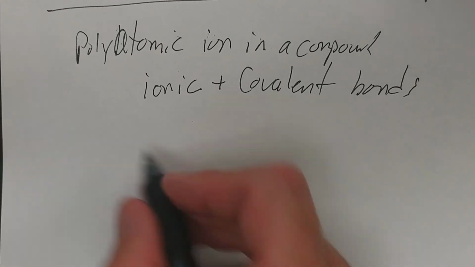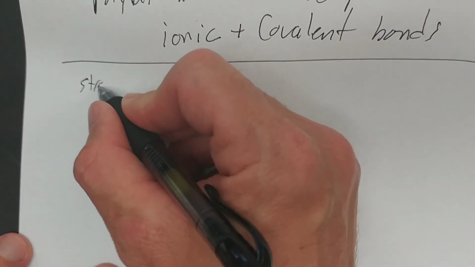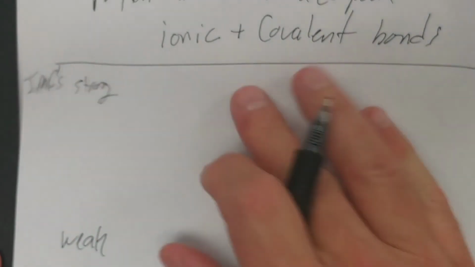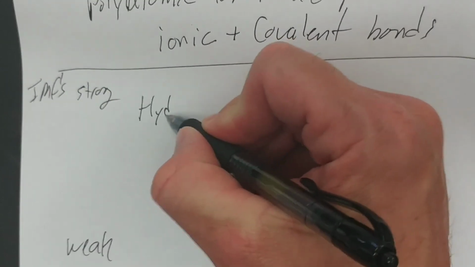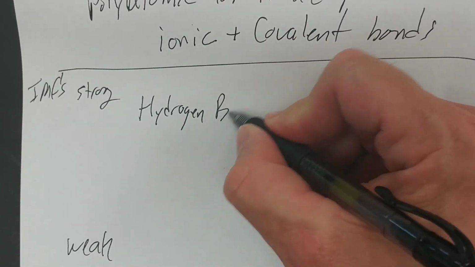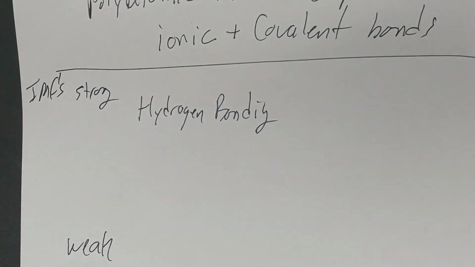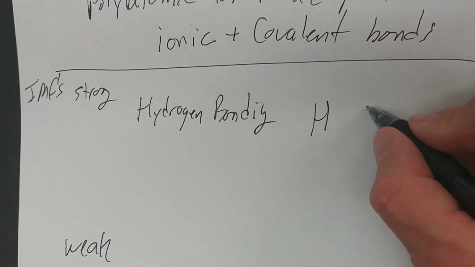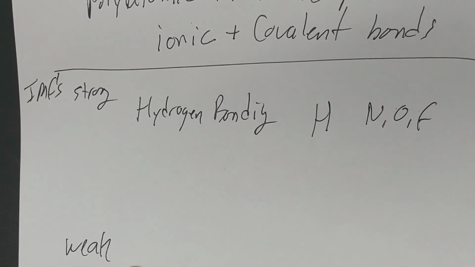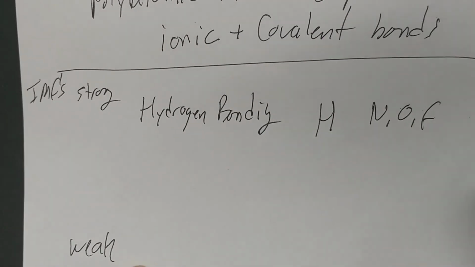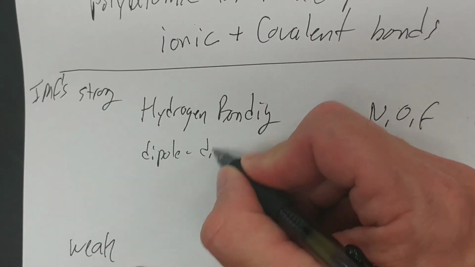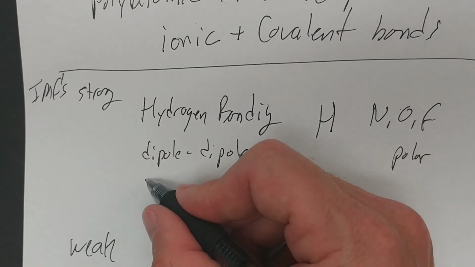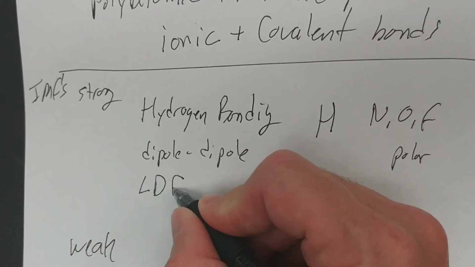All right, intermolecular forces. These are IMFs, from strong to weak. The strongest intermolecular force is hydrogen bonding, which is not a real bond. Remember, it's not a real bond. To have hydrogen bonding, you need hydrogen with either nitrogen, oxygen, or fluorine, and it must be polar. Next, dipole-dipole simply needs to be polar. Finally, we have London dispersion forces.